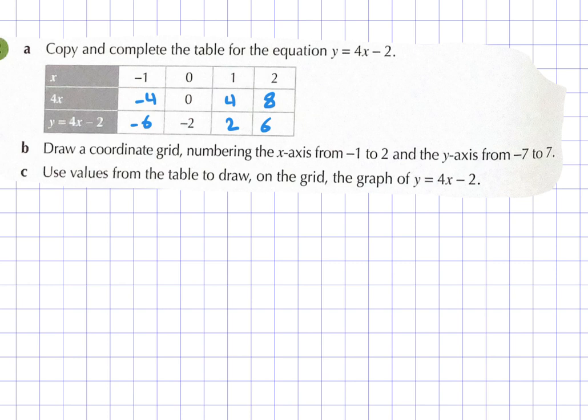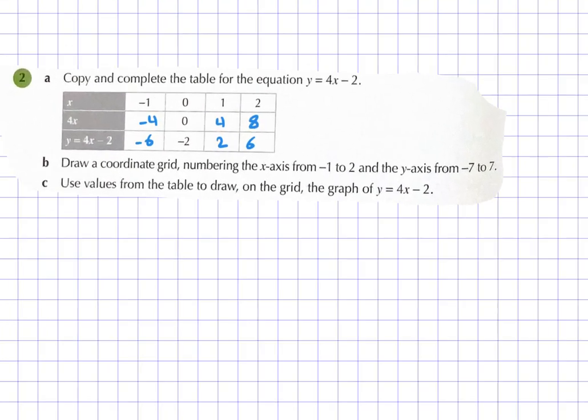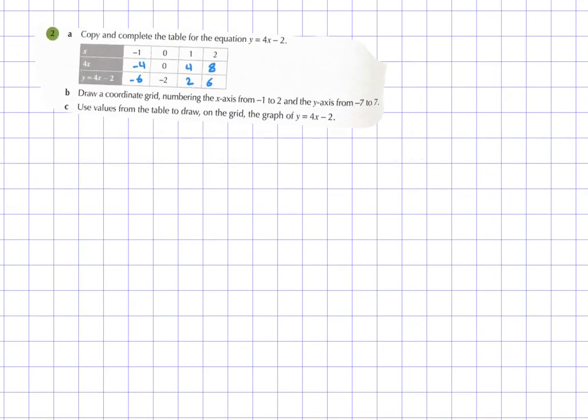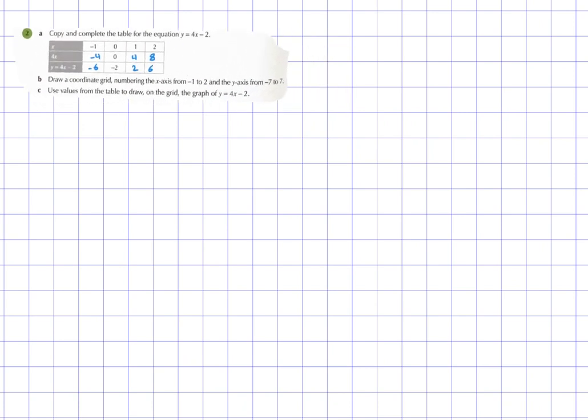Now for number 2B, draw a coordinate grid numbering the x-axis from negative 1 to 2 and the y-axis from negative 7 to 7. So the x-axis from negative 1 to 2: negative 1, 0, 1, 2. The y-axis from negative 7 to 7.